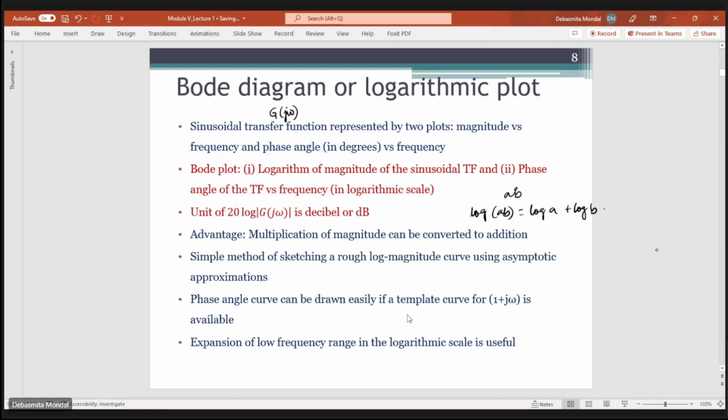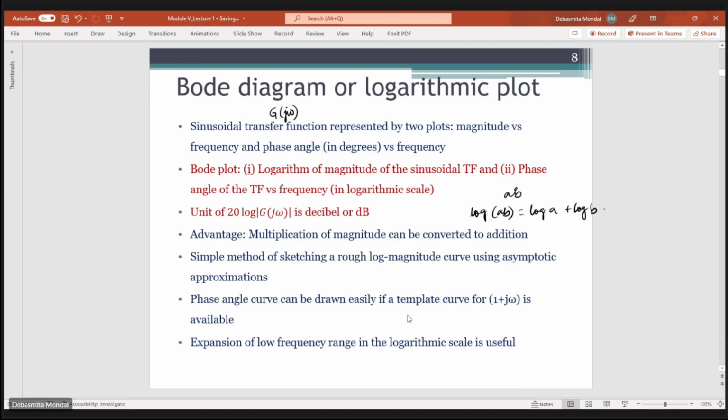This Bode plot provides you with a simple method of sketching a rough or approximate log magnitude curve using asymptotic approximations. The magnitude plot can be easily drawn using asymptotic approximations, but the phase plot can also be drawn easily if you have a template for certain functions.